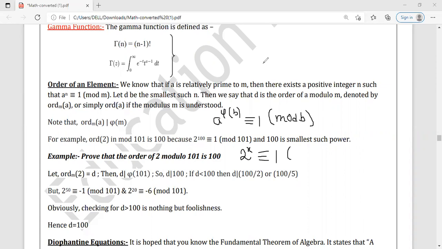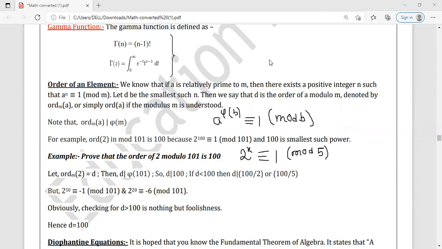Can anyone tell me what is the value of x? 2 to the power x is congruent to 1 mod 5. So what is the value of x? Kindly tell me in the chat, please. So Krishna, yes, you are right, 2 to the power 4. Harith, you are right, 2 to the power 4. Others also answer please, so that I can know that everyone is attentive here. Please answer what is the value of x. So 4 is the answer.